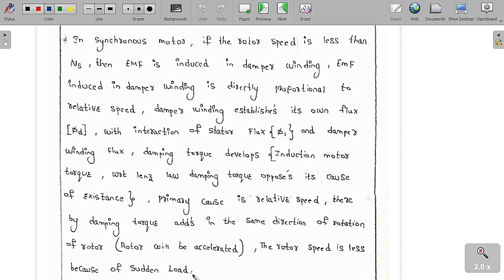The effect is always going to oppose the cause. The cause is the relative speed, so it is going to decrease that relative speed. This means Nr must increase to make that speed difference decrease, as per Lenz's law. Therefore Nr increases. As Nr is less than Ns, it acts as an induction motor. The torque developed at this condition is called the induction motor torque. Because of this induction motor torque, the speed of the rotor will increase and it will try to make it Ns.